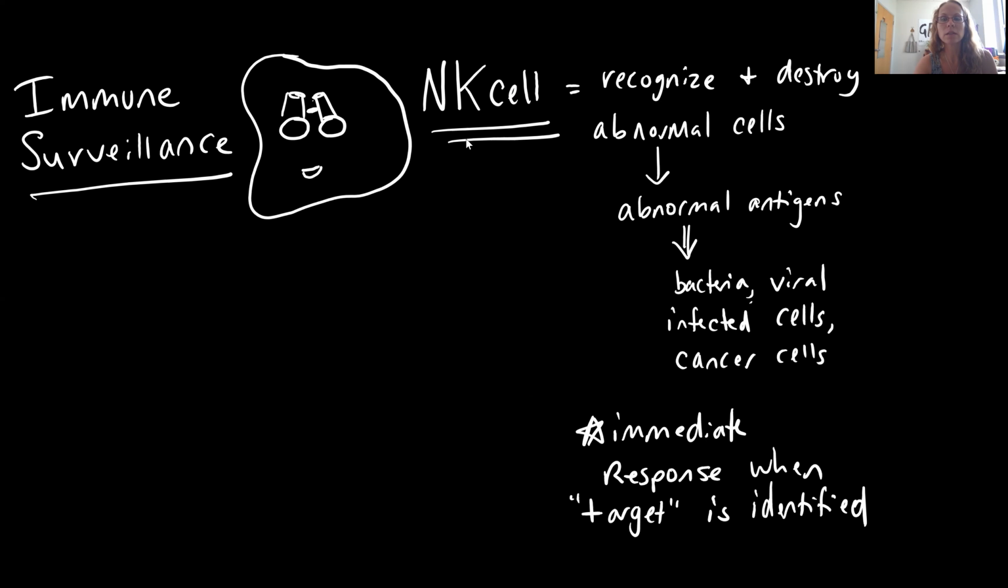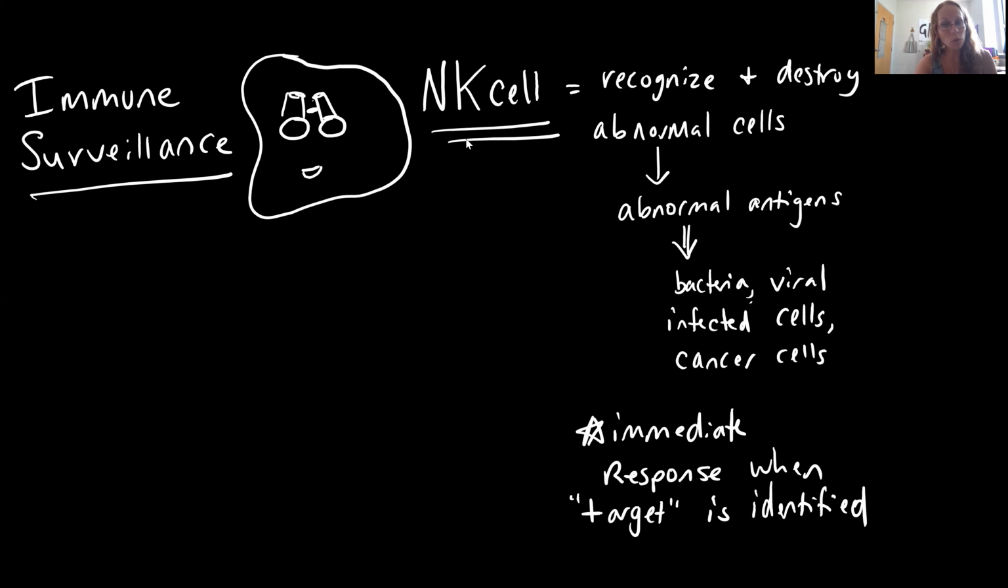Okay, the next type, so we've worked through 2 of our 7. We've talked about physical barriers and phagocytes, and now we're ready to talk about immune surveillance or immunological surveillance. This is really orchestrated by those NK cells, which remember are natural killer cells. It is their job to move through the body and recognize and destroy cells that are abnormal.